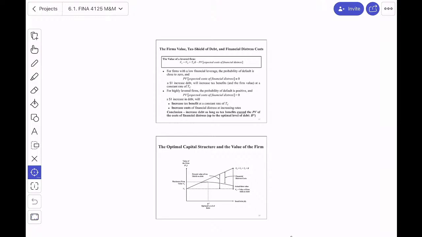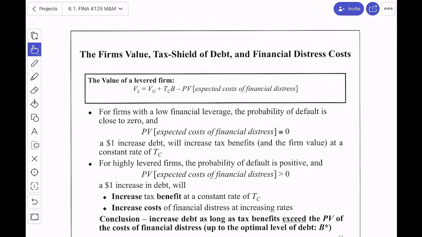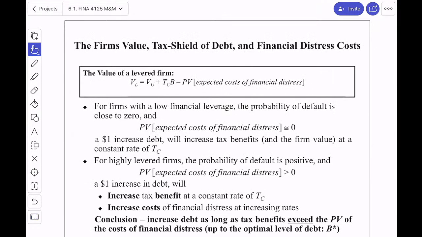So what does this look like? What does this do to our model? We need to augment the model further. We have to offset the increased value by this amount. Okay, we have to consider what's the present value of expected costs of financial distress. So if you could quantify the effect of financial distress, you'd put it here, and it would offset any incentive that debt and the tax deductibility of debt creates.